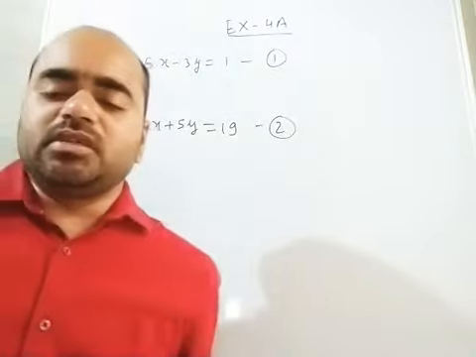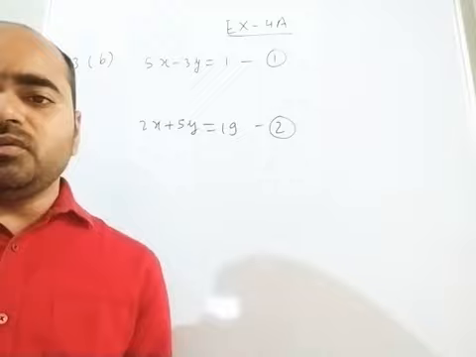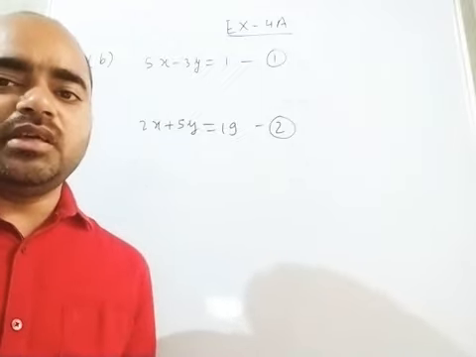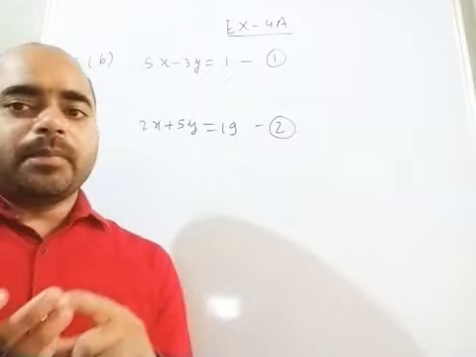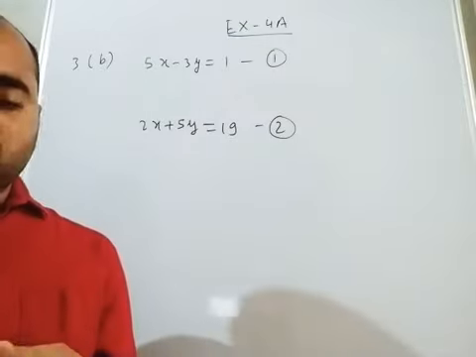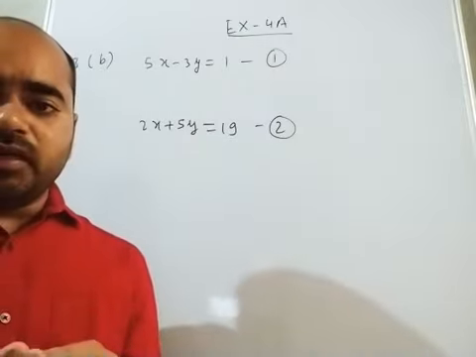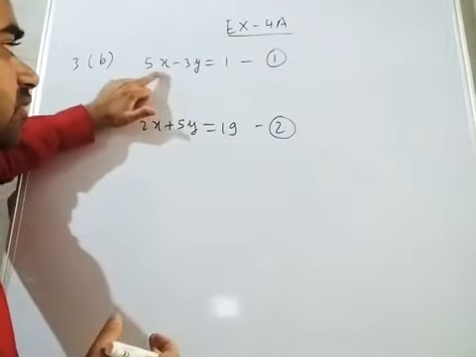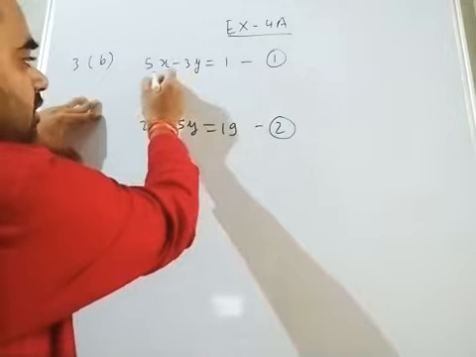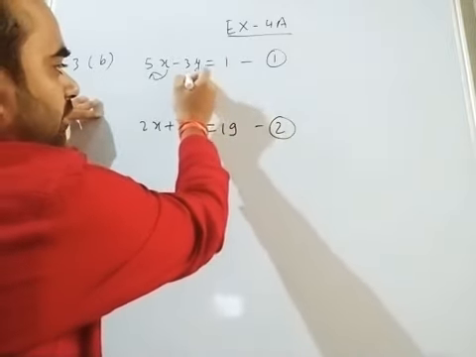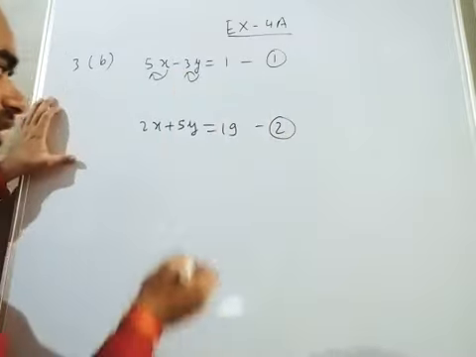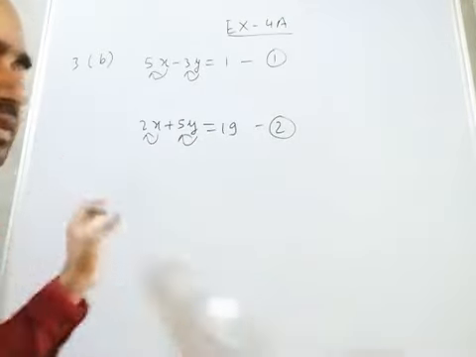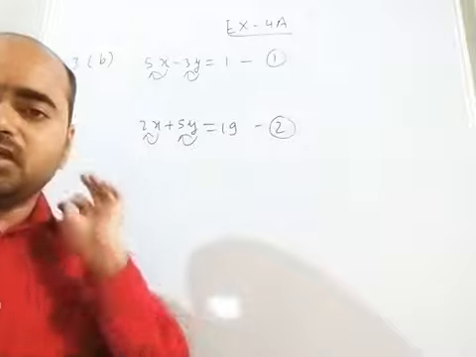Now the elimination method. In the elimination method we have to equate the coefficients of any one variable in the given equations. Coefficient means, in the first equation, what is the coefficient of x? Plus 5. Coefficient of y? Minus 3. In the second equation, coefficient of x? Plus 2. Coefficient of y? That is plus 5. Understood?